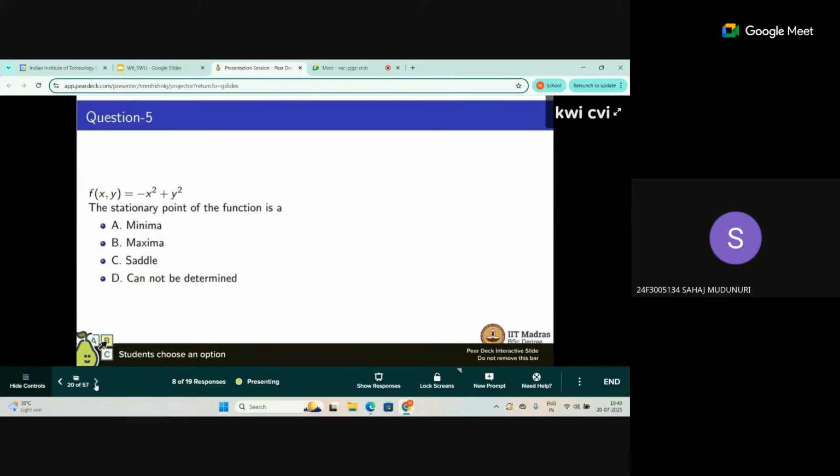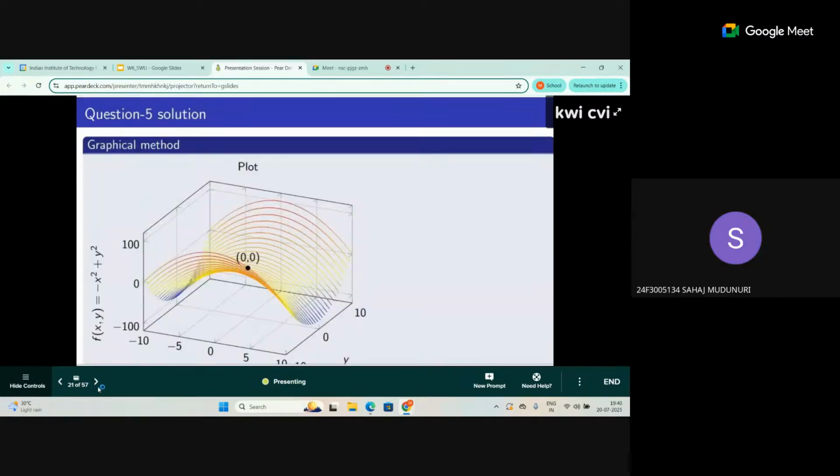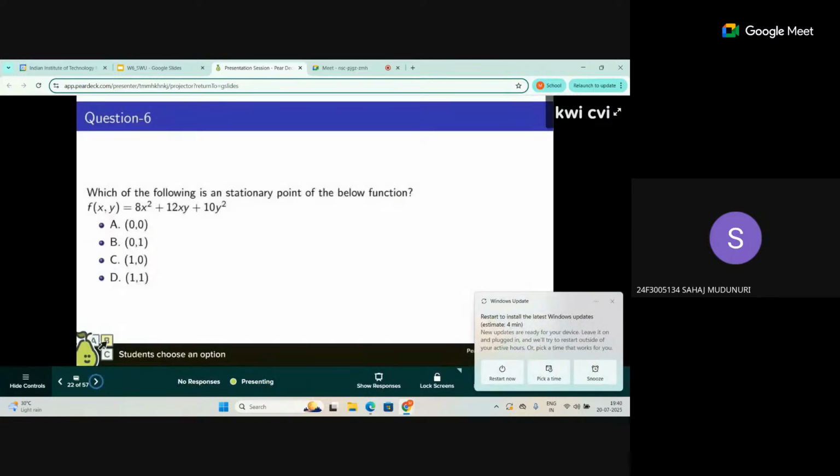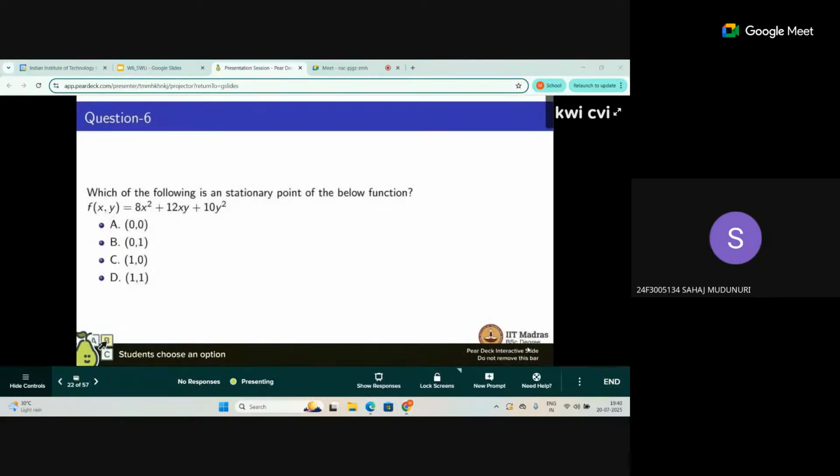Sir, one more small theoretical question. A positive definite function is a function which is always greater than 0, and at x equal to 0, it should be 0.